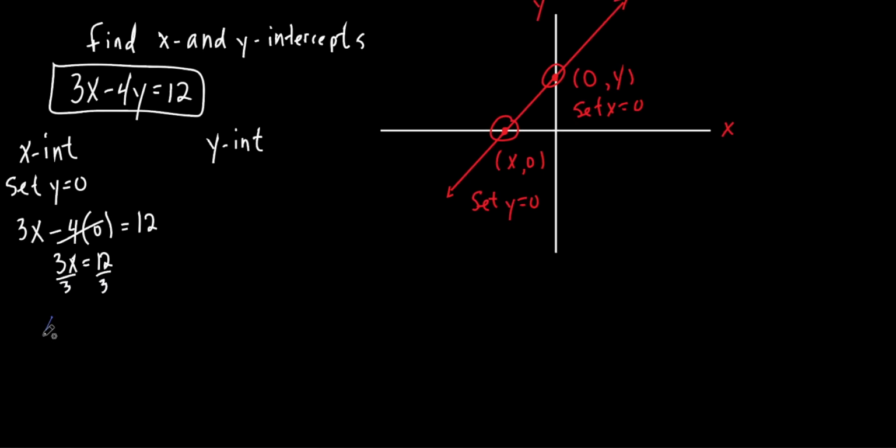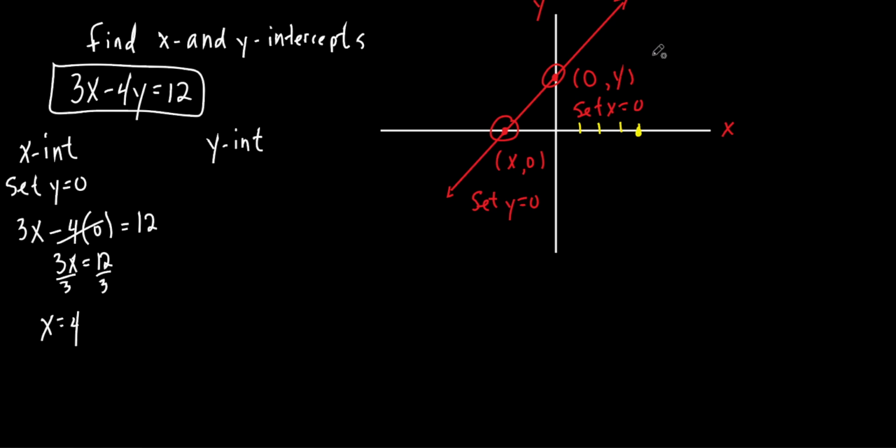So what's x equal to? X equals 4. Okay? That's your x-intercept. On this graph, where is that? It's at 4. 1, 2, 3, 4. So that's where your x-intercept is.